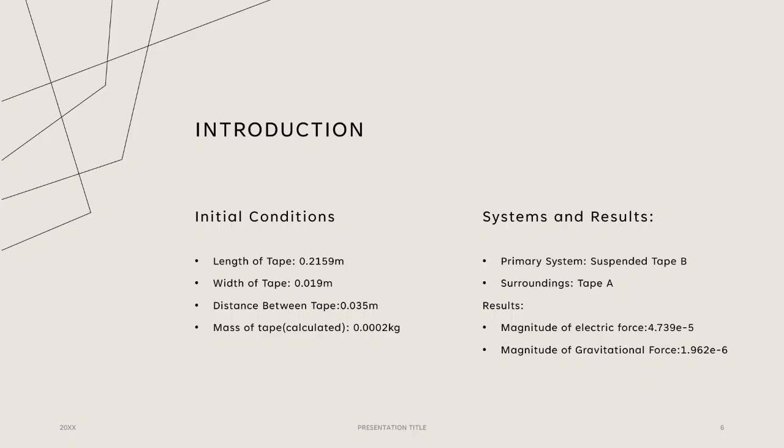Some of the initial conditions of this lab were used from Lab 1, which include the length of the tape, the width of the tape, the distance between the tapes that we observed, and the mass of the tape. The primary system in this experiment, similar to Experiment 1, is the suspended tape B and the surroundings being tape A. The results for Lab 2 found that the magnitude of the electric force is 4.739 times 10 to the negative fifth. The magnitude of the gravitational force is 1.962 times 10 to the negative 6.